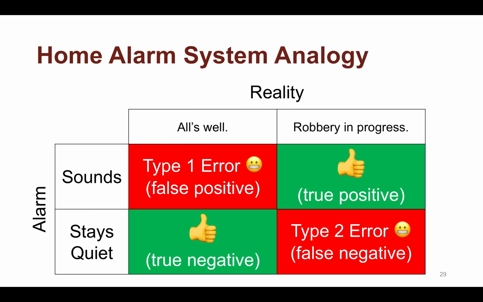Another example, home alarm system. A false positive, a type 1 error, would be if there's no problem but your alarm starts going off. A type 2 error would be if there actually is a robbery in progress and the alarm stays quiet. So in this example, I would say probably a type 2 error is worse because you're getting robbed and there's no response from the police because the alarm's not going off. And again, of course, you have your correct decisions. If there's an actual robbery, you want the alarm to sound. If there's no robbery, if everything's fine, you want the alarm to stay quiet.